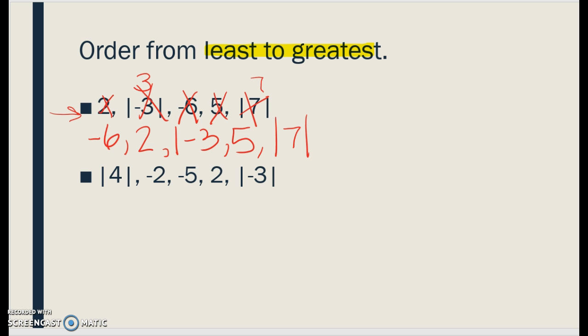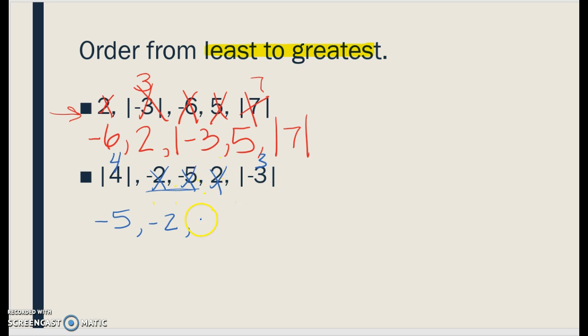I'm going to go to my second one. Again, I'm going to actually solve these absolute values first to make sure. I start with my negatives. So I have two negatives here. And the number that's farthest away when I'm talking negatives is the number that's the smallest. So -5 would come first. Then I would have -2.